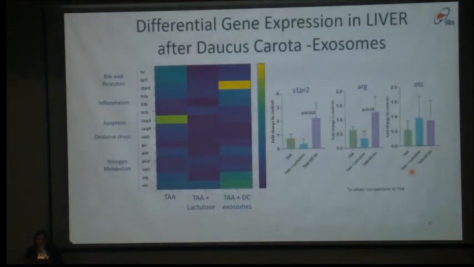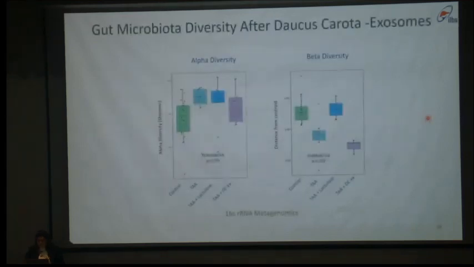In the liver, we looked at different gene expression markers associated with bile acid receptors, inflammation, apoptosis, oxidative stress, and nitrogen metabolism. Among these, we found that sphingosine 1 phosphate receptor 2, which is also a bile acid receptor, was upregulated after giving the carrot exosomes, and even in nitrogen metabolism, OTC, which is ornithine transcarbamylase, the rate limiting enzyme, was found to be higher after giving the carrot exosomes.